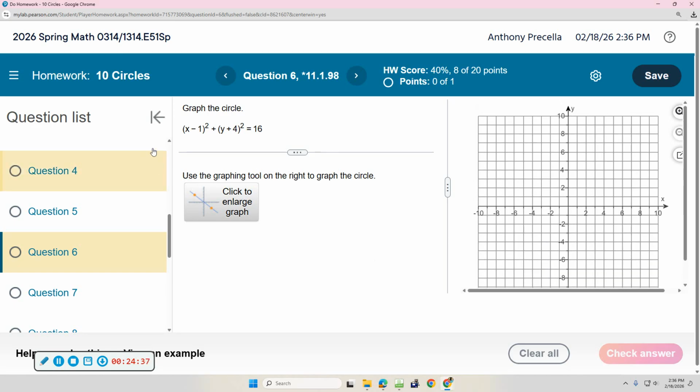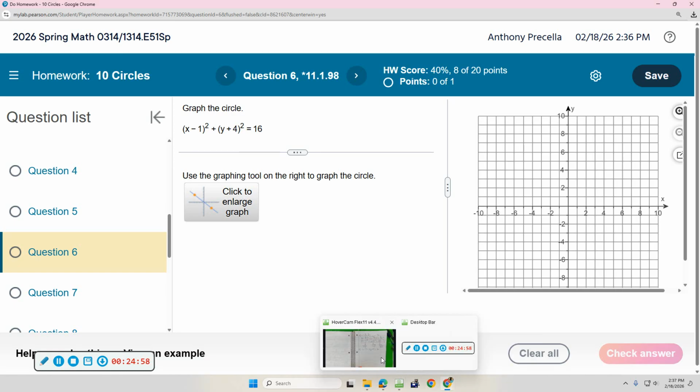X minus 1 quantity squared plus y plus 4 quantity squared is equal to 16. You know what, Tim? You can stop saying the quantity to conserve your voice. Just x minus 1 squared. What do you think? No, I'm not going to do that.